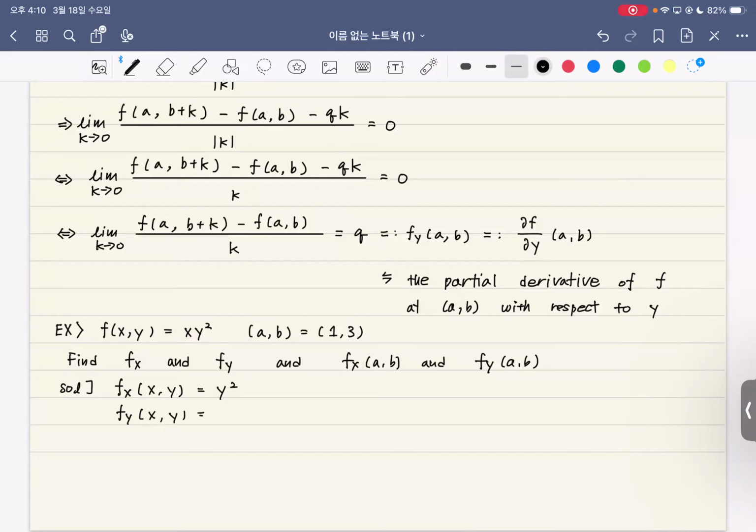And fy is the same thing. Now x is considered a constant, and you take the derivative for the y variable. So this is going to be x times 2y, which is just 2xy. So fx at (1, 3), or you can also easily get these two numbers by plugging x equals 1 and y equals 3 into these functions. So this is 9, and fy at (1, 3) you plug in x equals 1, y equals 3 into this expression, and you get 6.